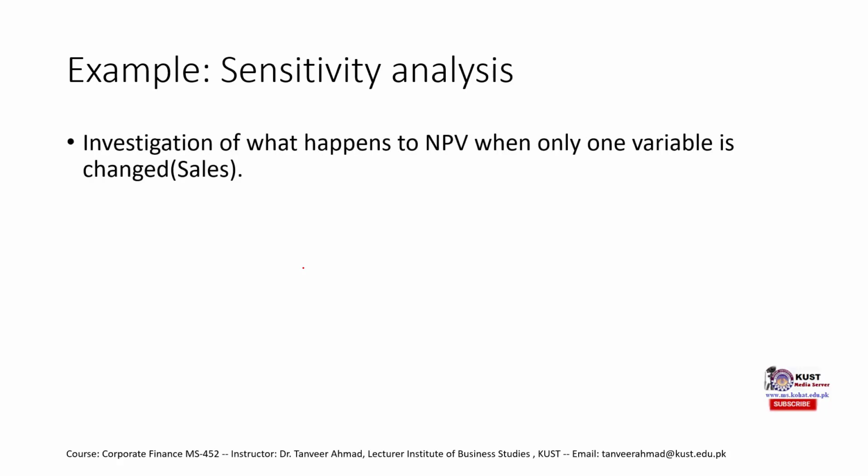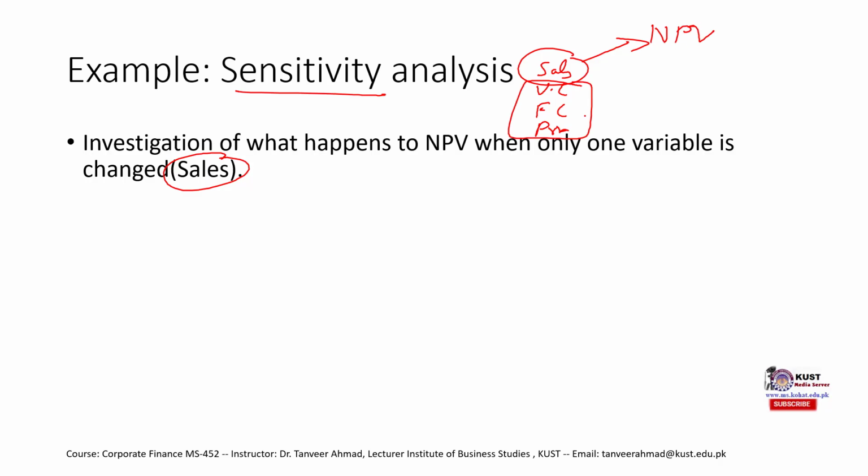So investigate what happens to NPV when only one variable changes, that is sales. So this is sensitivity analysis. So in previous examples, when we were discussing scenario analysis, we would change sales as well as variable cost, fixed cost. We would also change price. But in sensitivity analysis, we are just going to check the effect of sales on NPV. We would keep all other things constant. We would keep all the variable cost, fixed cost, and the price constant. We would just change the sales.